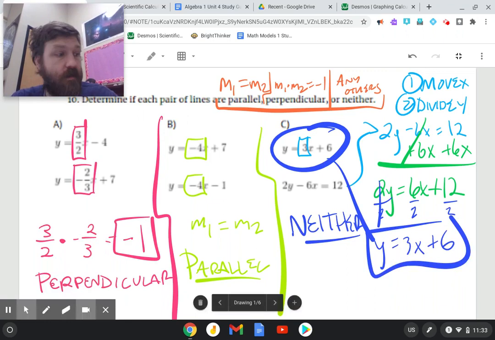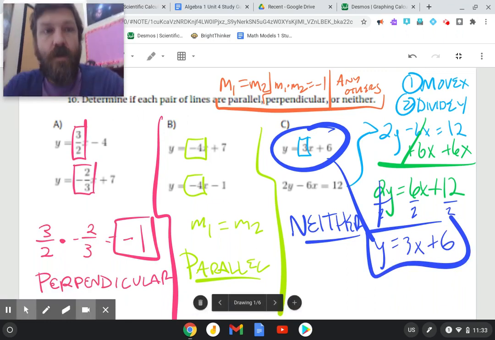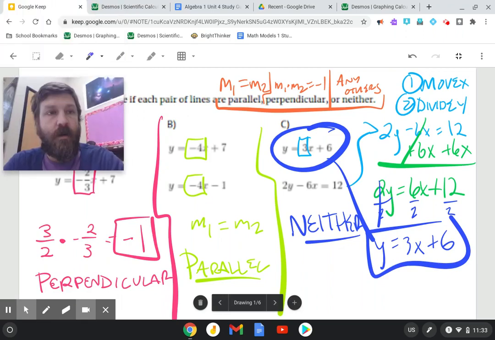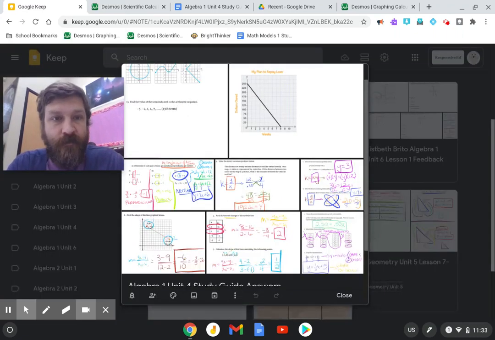And that's pretty much it. So that's what you need to look for. So just to review the rules, parallel lines have the same slope. Perpendicular lines have slopes that multiply to make -1. And anything else is going to be under the neither category. All right, almost there.